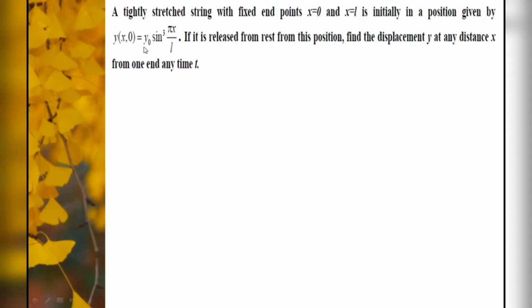It is given that y of x comma 0 is nothing but the initial displacement. And one more condition: it is released from rest from this position. That means the initial velocity is 0. Keeping all these four conditions in mind, we have to find the displacement function y of x comma t.